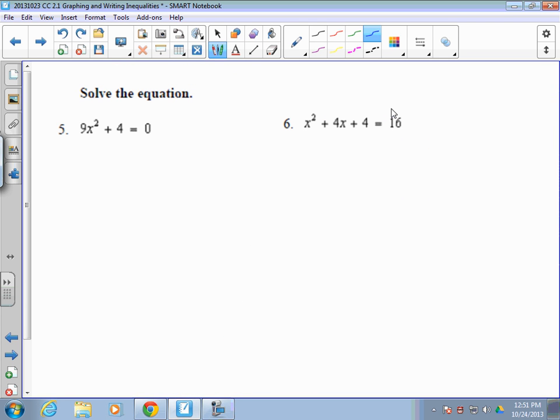Starting at number 5, we solve the equation 9x squared plus 4 equals 0. First thing you want to do is get rid of plus 4 by subtracting it. So now you have 9x squared equals negative 4. Then get rid of 9 times something by dividing by 9. Do the same here. X squared equals negative 4 over 9.